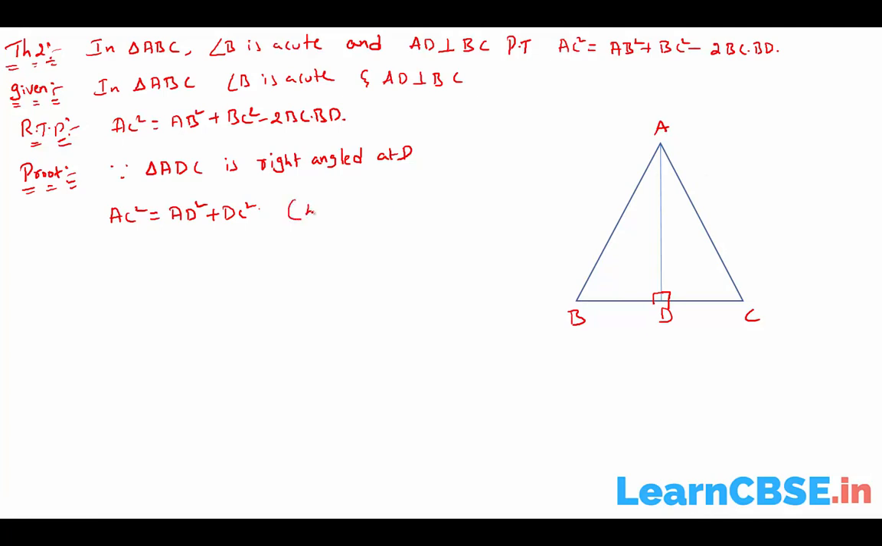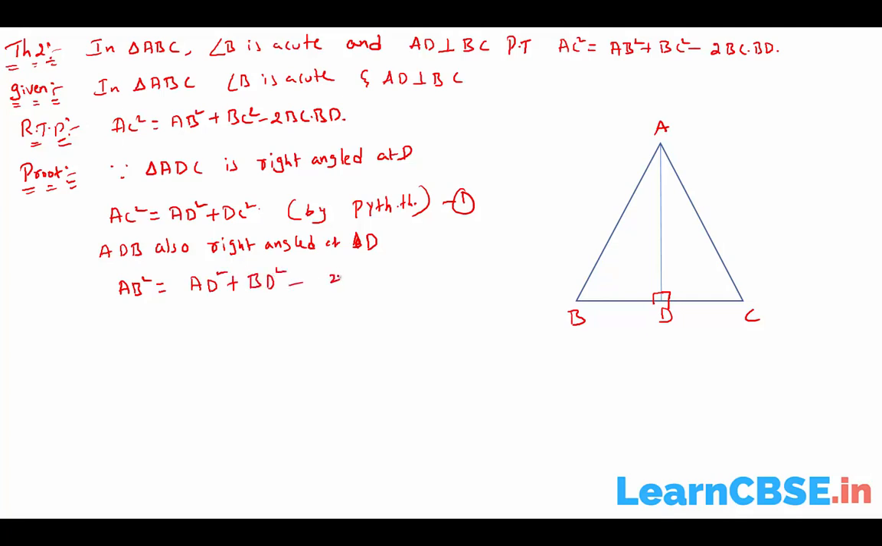So by Pythagoras theorem, this is 1. And also ADB is also right angle triangle at D. You can write ADB, AB square equals to AD square plus BD square. Let it be 2. Now I'm taking the equation 1 first of all, elaborating it.